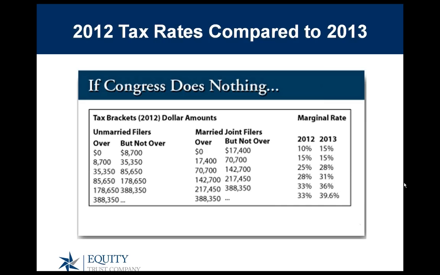Now, as we discussed earlier in the webinar, tax rates will increase without action from Congress. As you can see, marginal tax rates will increase by 3% for most Americans. And as a result, this can have a dramatic effect on converting funds from a Roth IRA before December 31st of this year compared to next year when tax rates may increase.